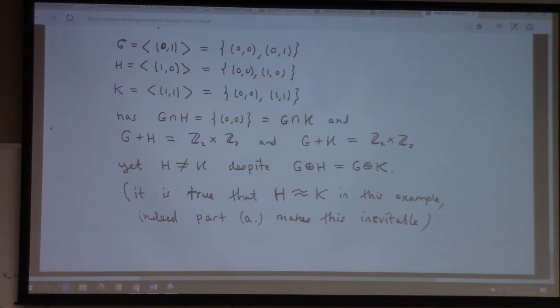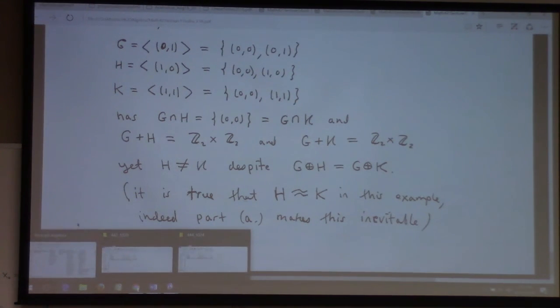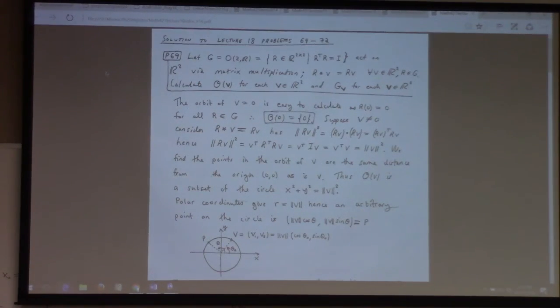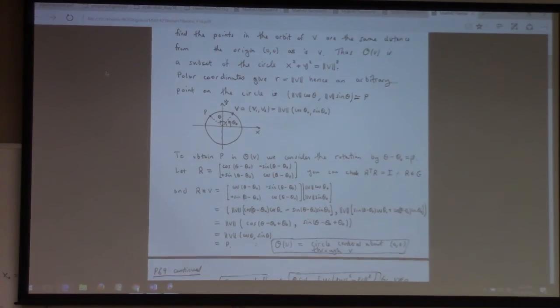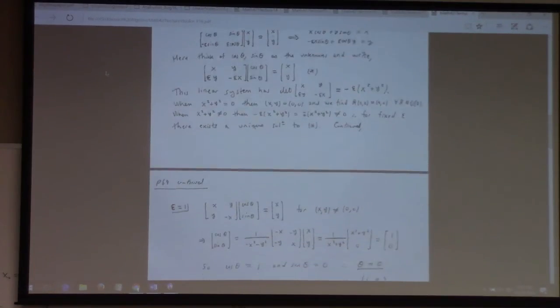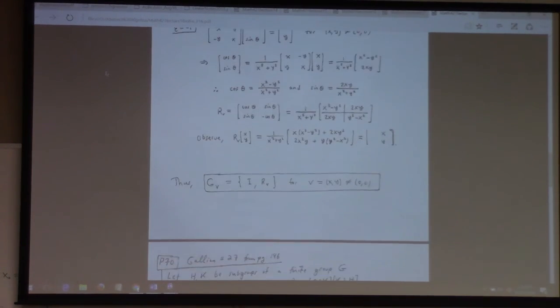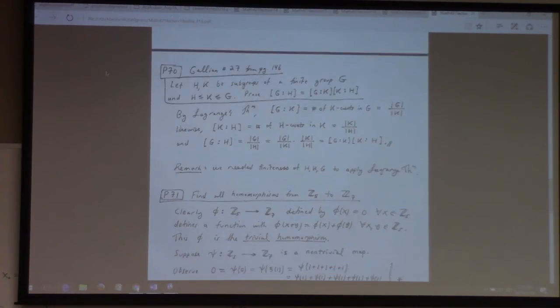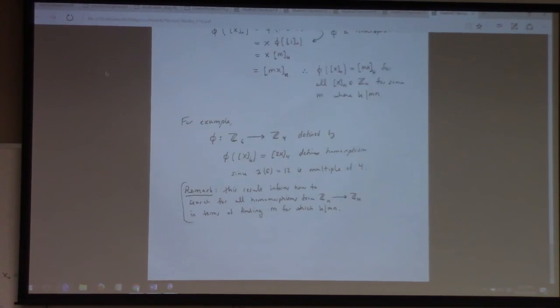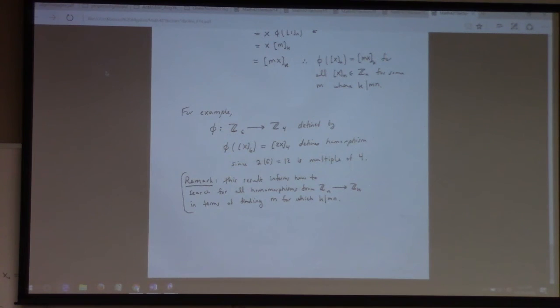So I think that gets us to 18. Was that the last one I have posted so far? Oh, man. Yeah, this one. That one was hard. Let's see here. But anyway, I'll talk about those Thursday because we're out of time.